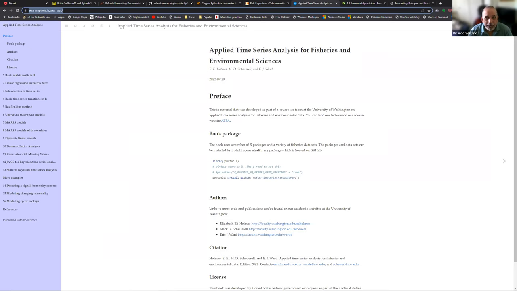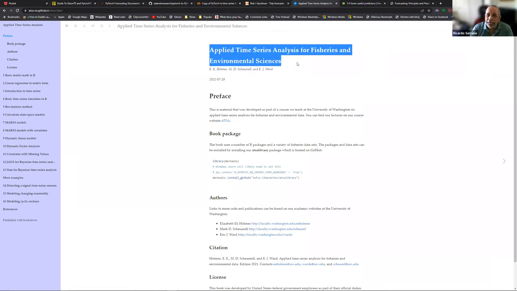Also, I found this one, called Applied Time Series Analysis for Fisheries and Environmental Sciences. It is also a very good reference for trying to understand the math behind some of the time series models. It comes with examples and expands some of the concepts that we have been discussing. Those two I posted in the chat, so they would appear eventually in the Slack log.